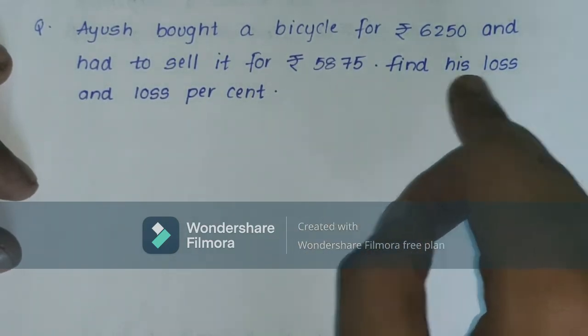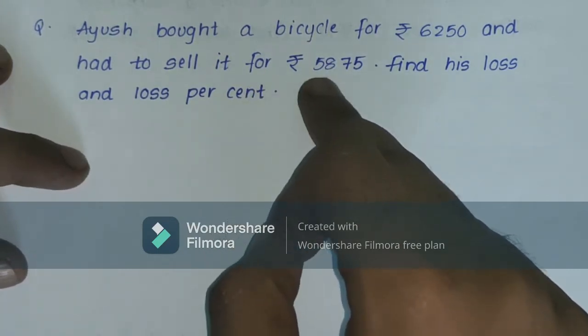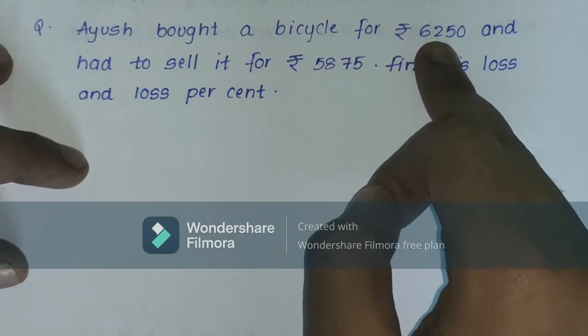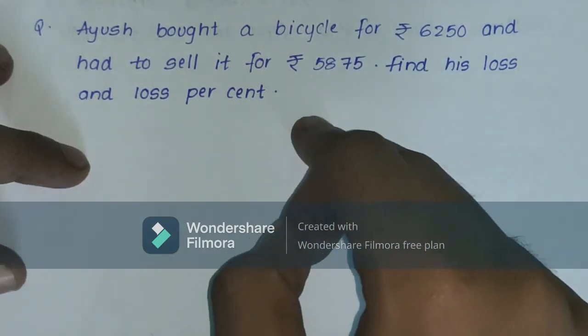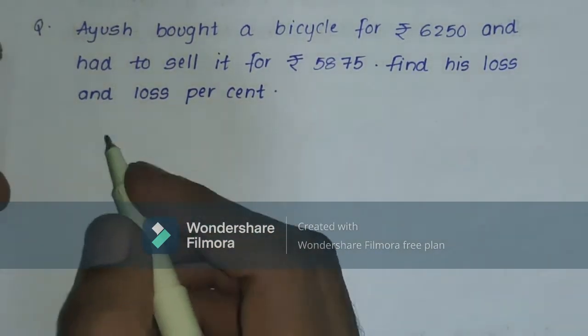They are saying find his loss and loss percent. Obviously, student, the selling price is less than the cost price, therefore we will consider that it is a loss. So let us start with the sum. What is given to you, student?